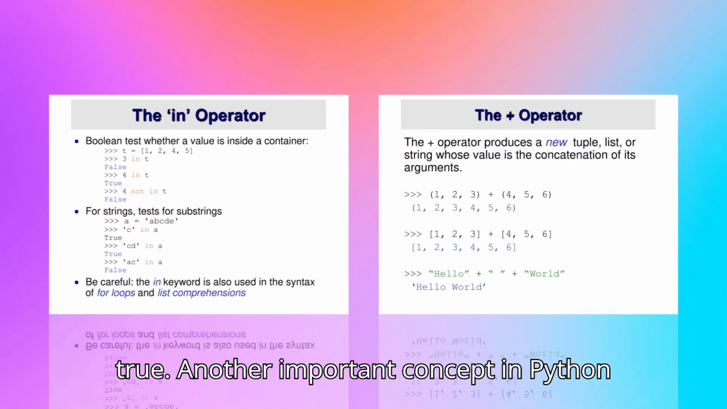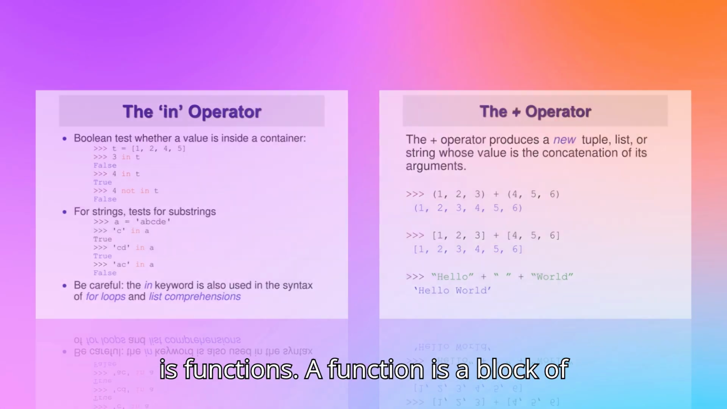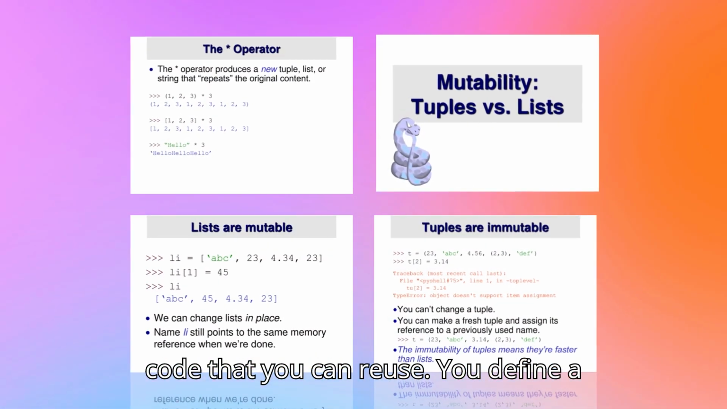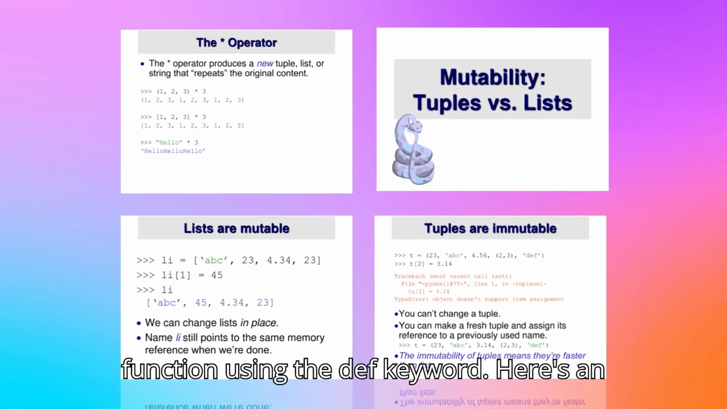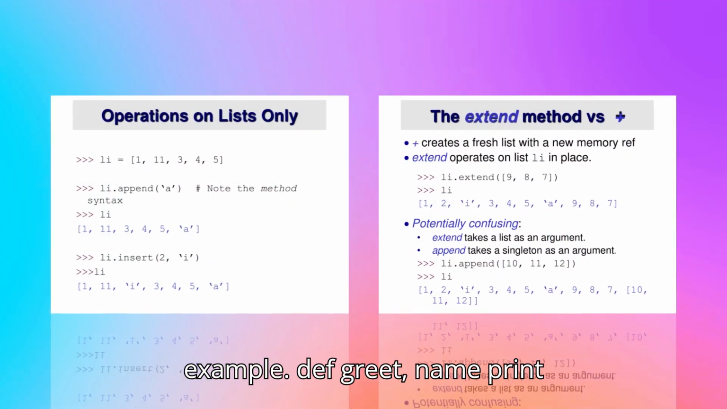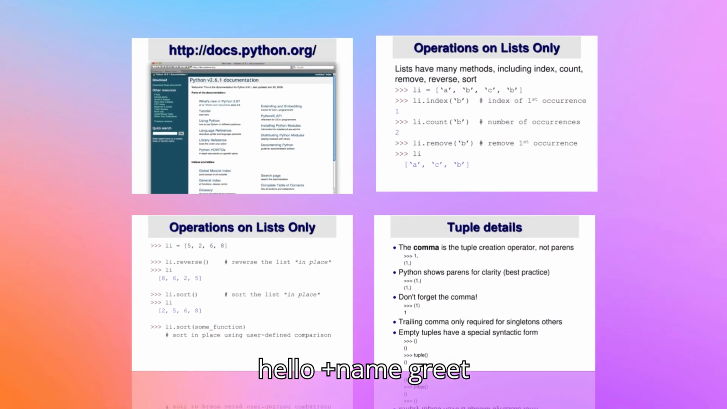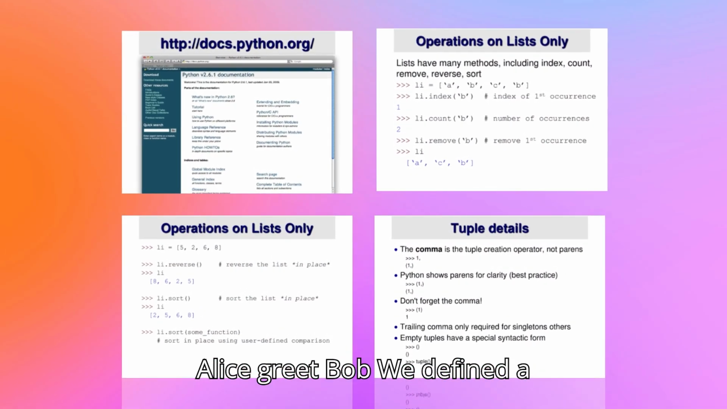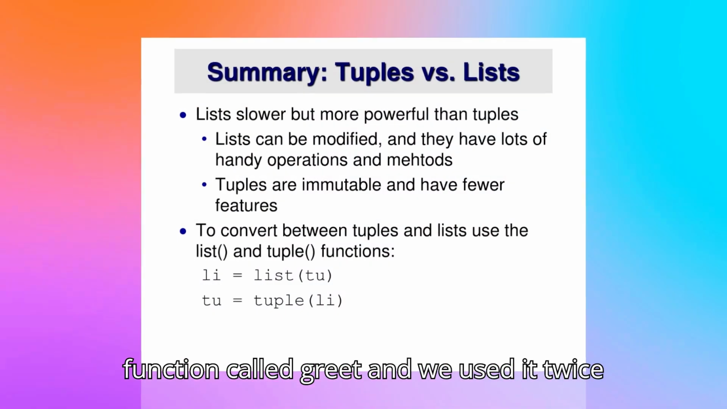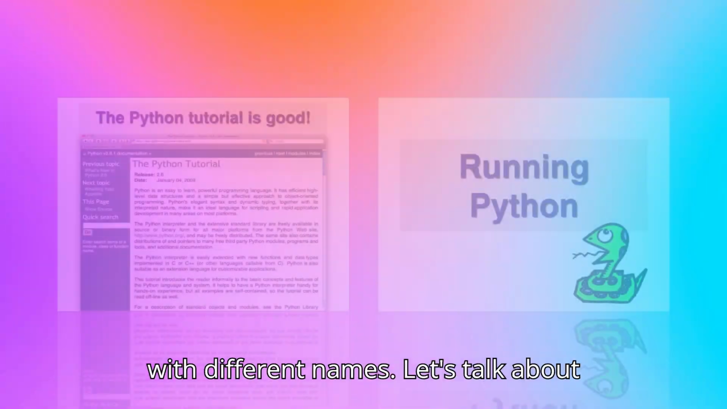Another important concept in Python is functions. A function is a block of code that you can reuse. You define a function using the def keyword. Here's an example. def greet(name): print("Hello, " + name). greet("Alice"), greet("Bob"). We defined a function called greet, and we used it twice with different names.